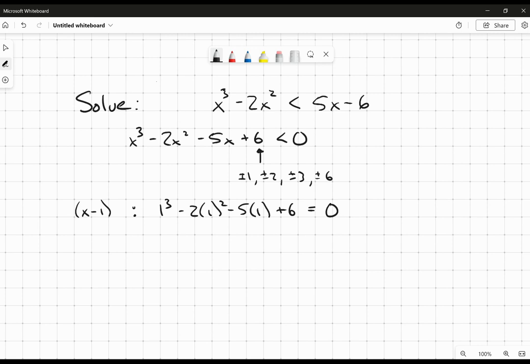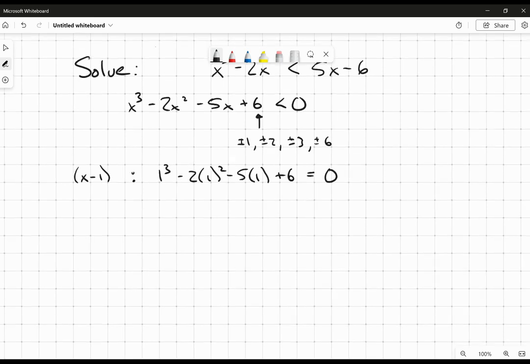When I put that all together, I get 0. So when x is equal to 1 in that function, if I was to graph it by making it y equals, I would get an x-intercept, and that corresponds to a root of the function. Now I know that works, so I want to divide that factor, x minus 1, out and see what I'm left with. I'm going to use synthetic division here.